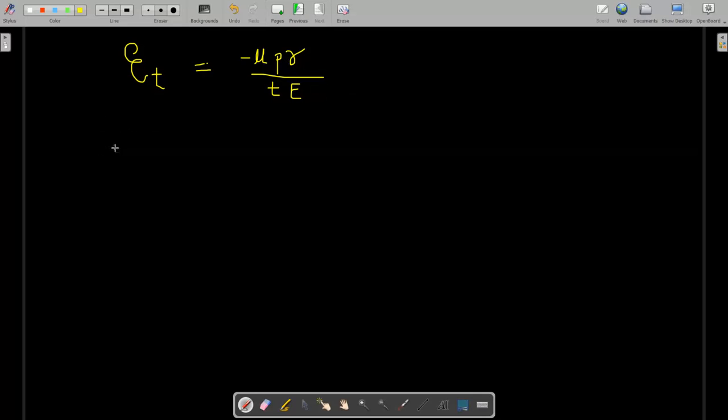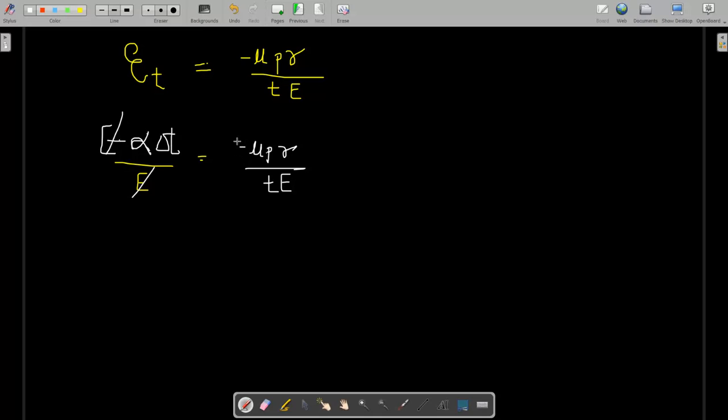Now the thermal strain, that is the thermal stress divided by the modulus of elasticity. So what is the thermal stress? I can write here, that is E alpha delta T, where alpha is the coefficient of thermal expansion of the cylinder material, and delta T. Here E will get cancelled, and here minus mu times PR by tE.